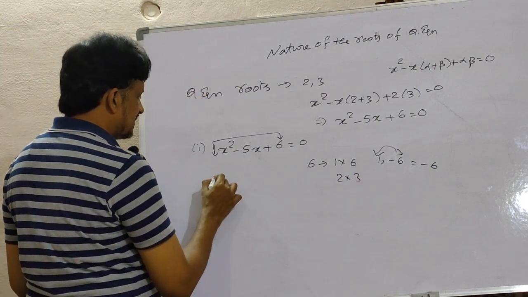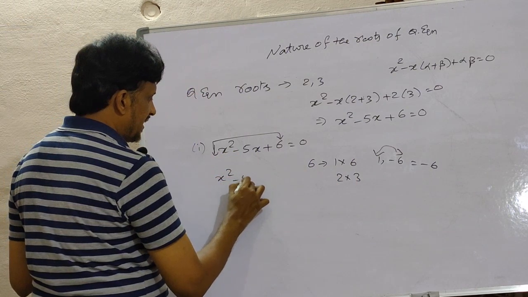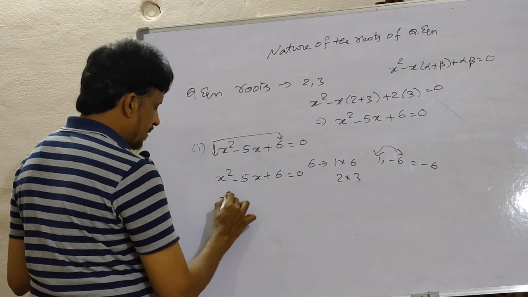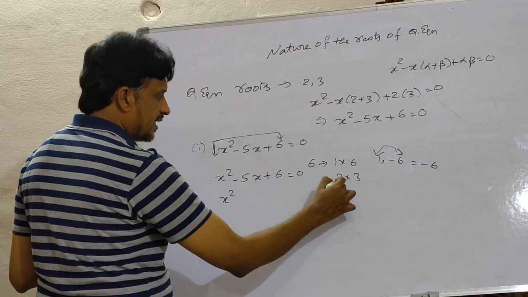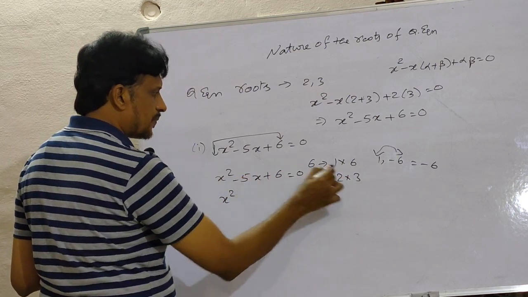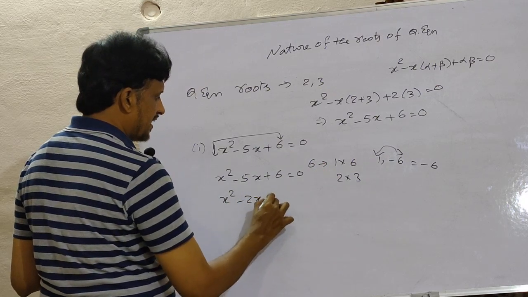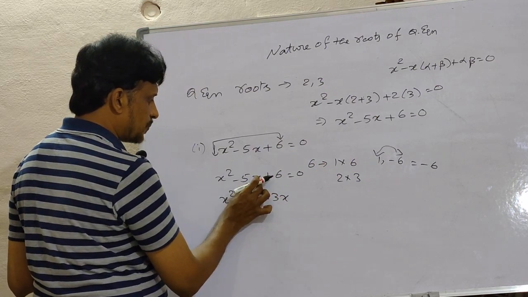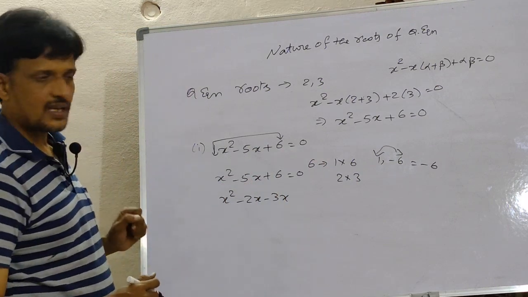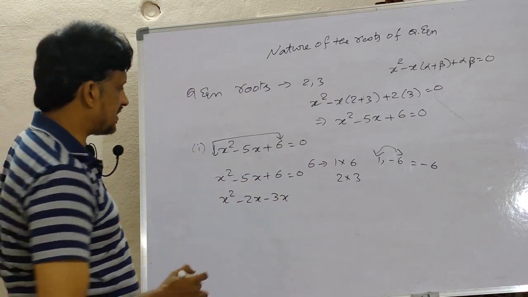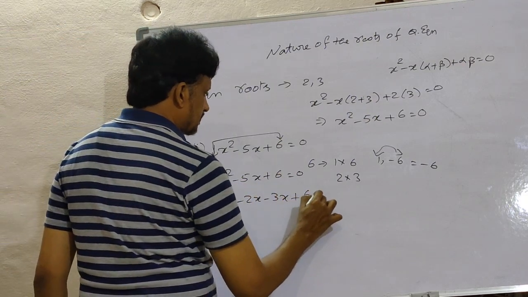So that means you have to choose 2 and 3. I am writing like this: x square minus 5x plus 6 equal to 0 is the given equation, and I am writing it using 2 and 3. The sum should be minus 5, the product should be plus 6. That means we have to take minus 2 and minus 3. Like this you can split the given minus 5x: minus 5x can be written as the sum of minus 2x and minus 3x.